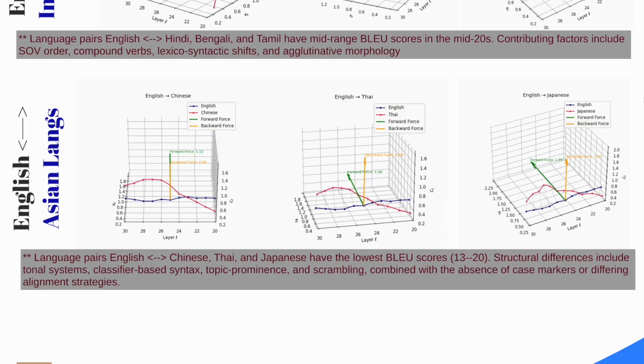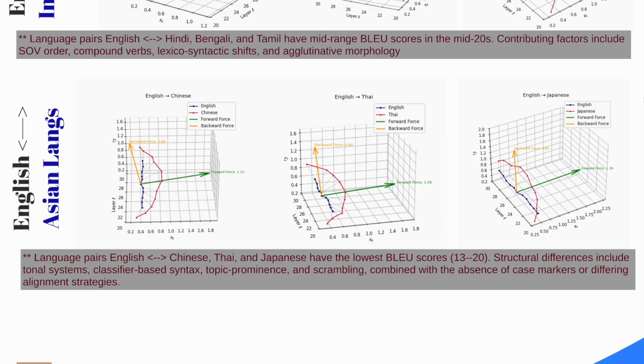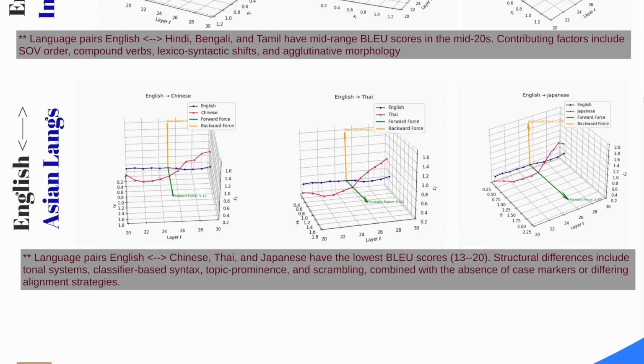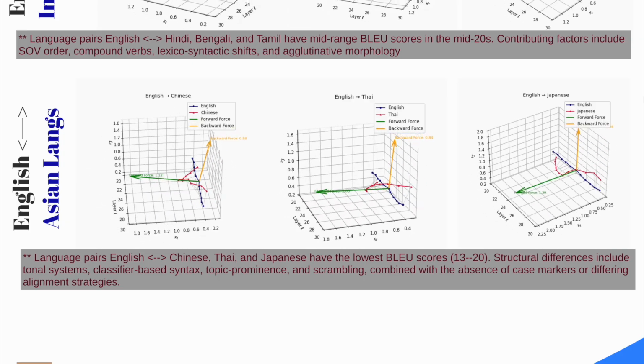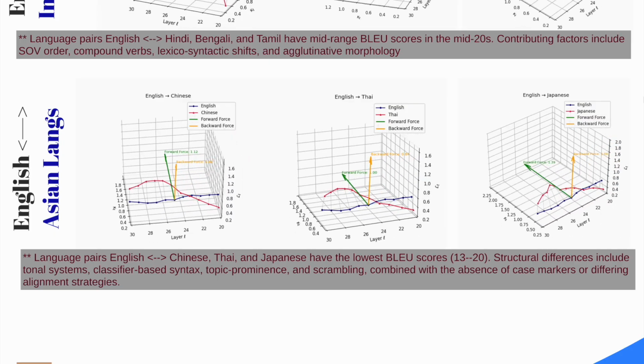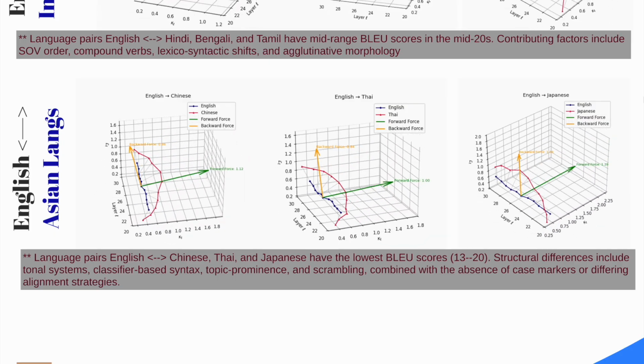Outcome. BLEU sits in the low teens to about 20, and directionality is pronounced. English to Asian languages costs more epistemic work than the reverse because it must create topic or head final order and insert classifiers, not merely unpack them.